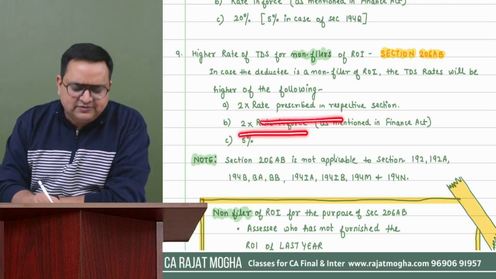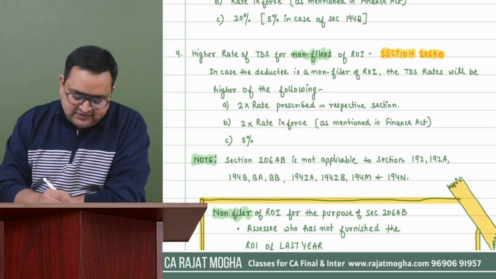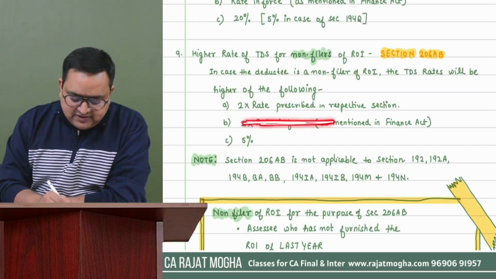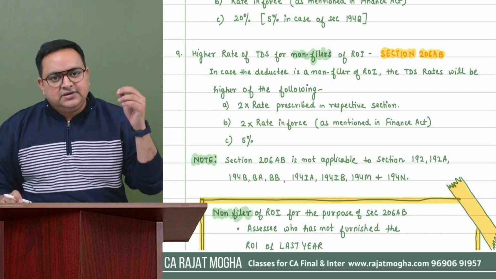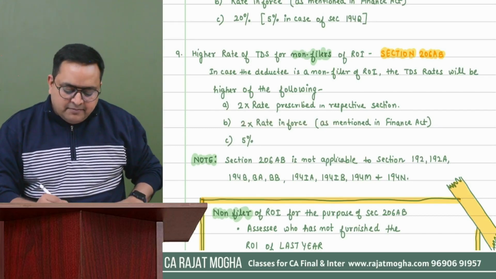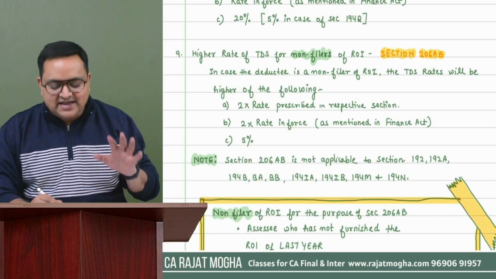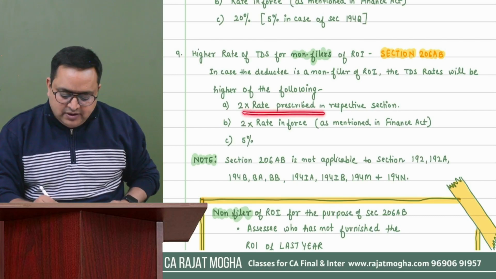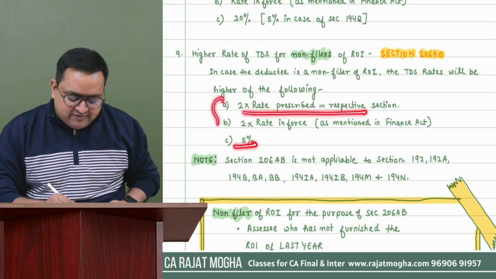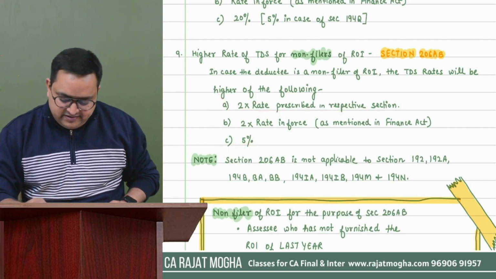You understand, rate in force is not so relevant for this year. The central government has not given any special rates for this year. The rates will be as mentioned in the section. But yes, it is written in this particular section, that is the reason I have mentioned it here also. But practically it is 2 into the rate, or 5%, whichever is higher, right?